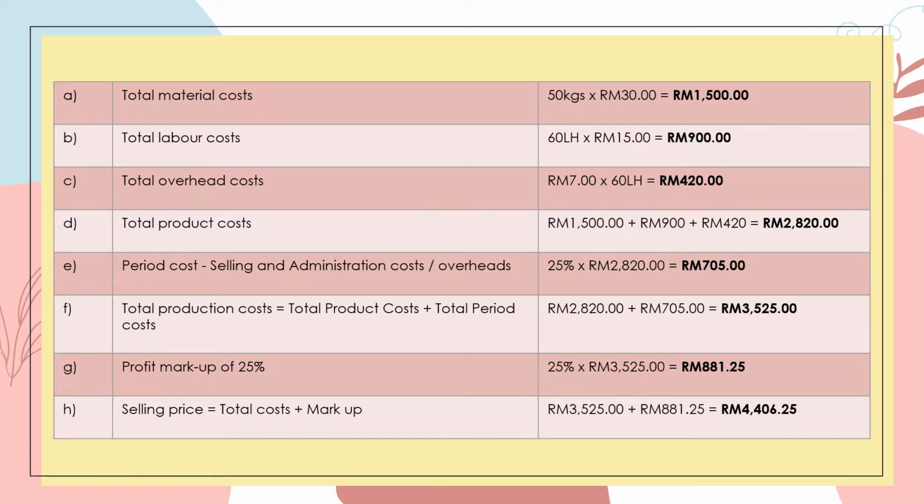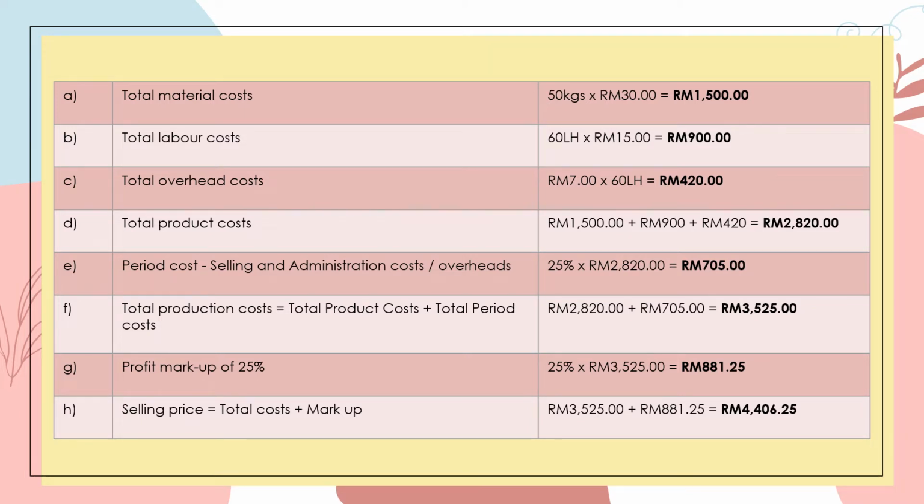A. Total material cost: 50 kilograms times RM30 equals RM1500. B. Total labor cost: 60 labor hours times RM15 equals RM900. C. Total overhead cost: RM7 times 60 labor hours equals RM420.